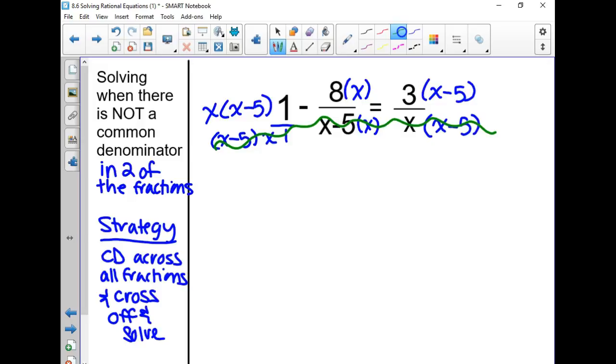And now what am I left with? I'm left with x times x minus 5 minus 8 times x is equal to 3 times x minus 5. At this time, I'm going to have you solve for x because this is a problem you saw in algebra, okay? But you're going to run into something. What are you going to run into? Okay, well, let's finish it together then. I'll have you finish the next one.